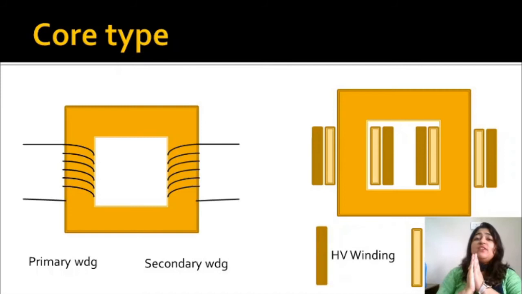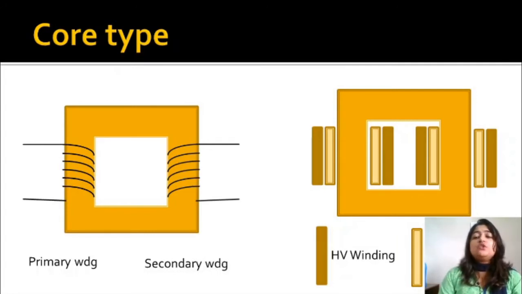High voltage winding will never be close to the limb. Low voltage winding will always be close to the limb, and high voltage winding will be away from the limb. There are some technical reasons for it that I will tell you. Two very important points: keep the low voltage winding towards the core and the high voltage winding away from the core, obviously for voltage reasons.